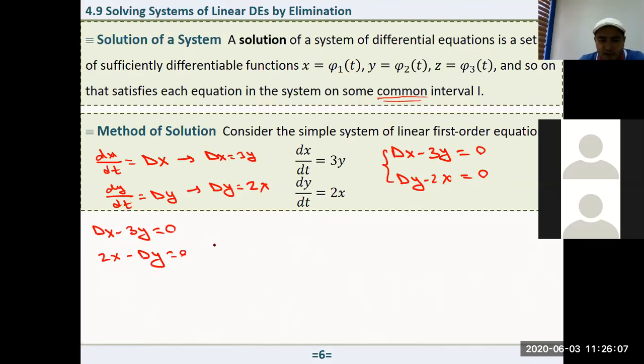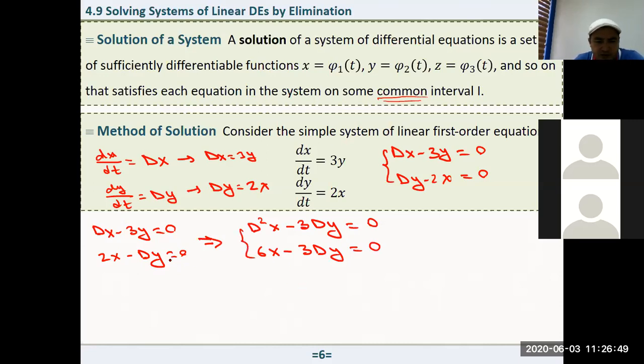to 0, right? Now, here, let me just multiply both sides by D. But now you should understand, when I multiply by D, that means that I'm just applying the differential operator. That means that differentiating both sides, right? So if I just multiply by D, what we have here, in the first equation, we'll have D times D, D squared x minus 3Dy is equal to D times 0 is equal to 0. Now if I multiply the second one by 3, right? So here we have 6x minus 3Dy is equal to 0.